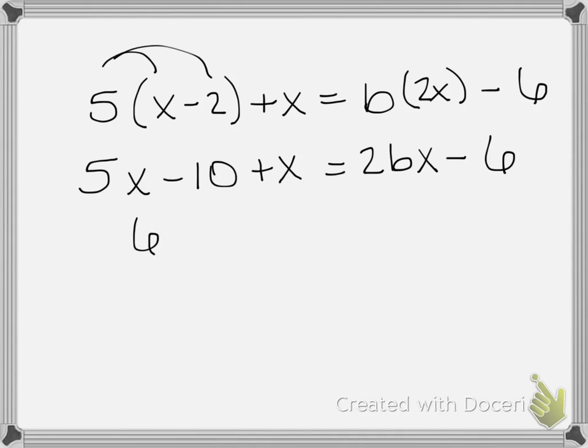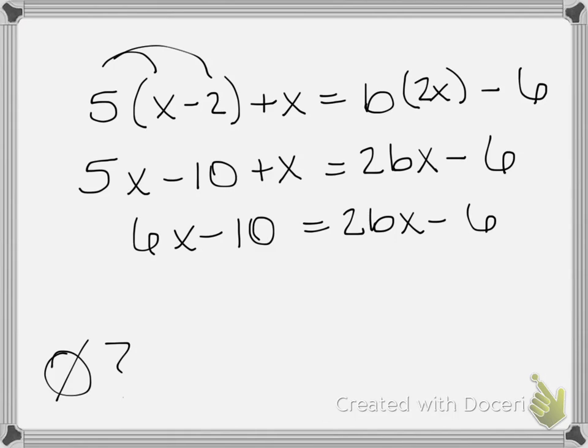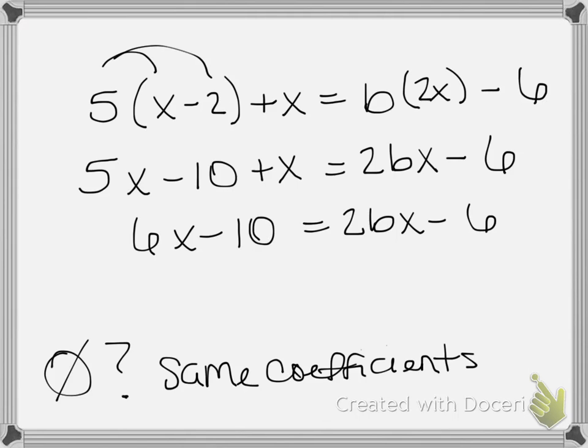5x and 1x makes 6x minus 10. And this is 2bx minus 6. Well, if I need to make this no solution, what is it that I need? I need the same x's, same coefficients, but different constants.